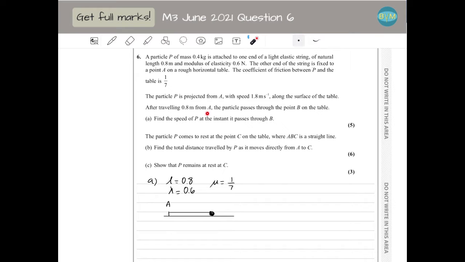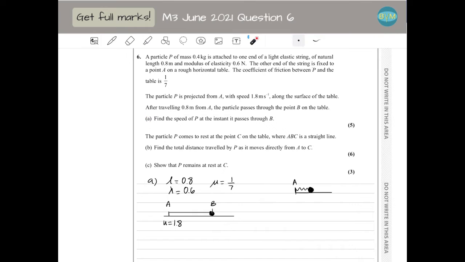After traveling 0.8 from A, the particle passes through point B. So let's say this is B. This is 0.8, which is the natural length of the string. So up to here, if this is A, I have something like this. It's just a string that is not taut. It's completely slack. I don't have any influence of the string at all. And here at B, when this is 0.8, suddenly the string gets taut. So this is what is happening so far. Velocity at A is 1.8.